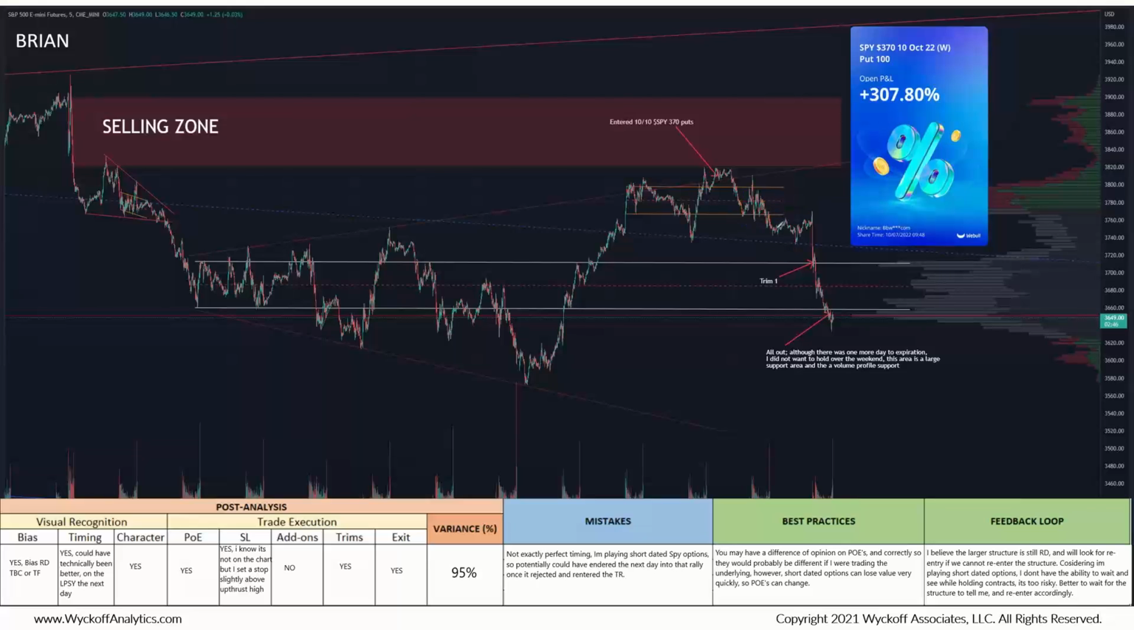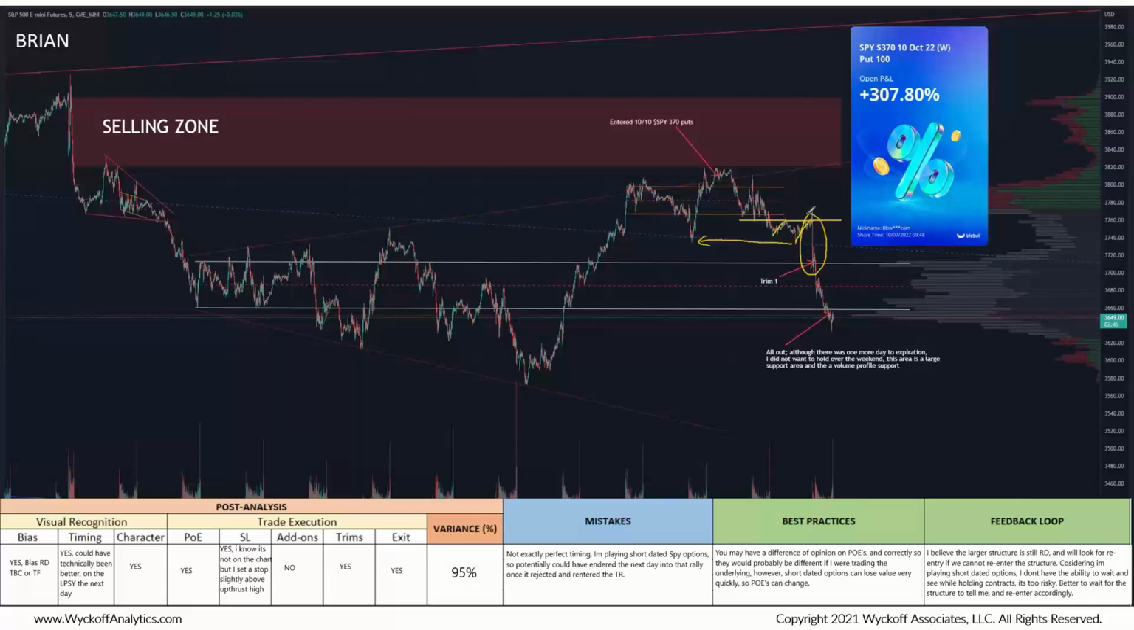And then look at what kind of rallies we have here. 1, 2, pretty weak. So what's your expectation here? Probably of continuation, because demand is not so strong. So we just touched the low of the minus sign of weakness.